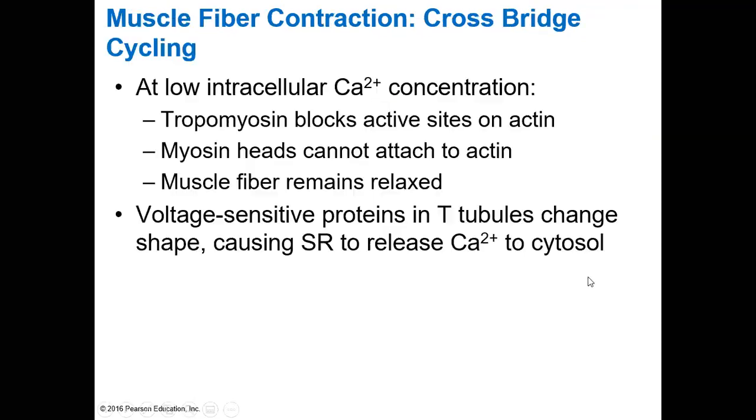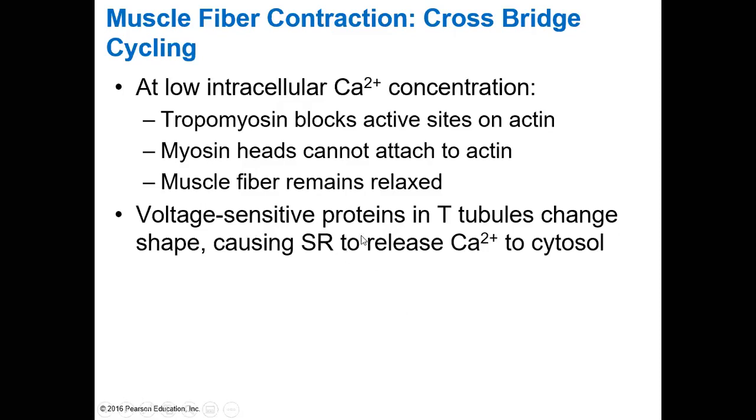So make sure you always have enough calcium in your body. And this is the whole point of everything. This is why we have terminal cisternae full of calcium, is to do cross-bridge cycling. Now we are going to the sarcomere level, where those actin and myosin filaments are now going to interact with each other. When that cell has low calcium concentration in the cytosol, tropomyosin blocks the active sites on actin. We need tropomyosin to move so that myosin heads can attach to actin. If it doesn't happen, your muscle fiber remains relaxed.